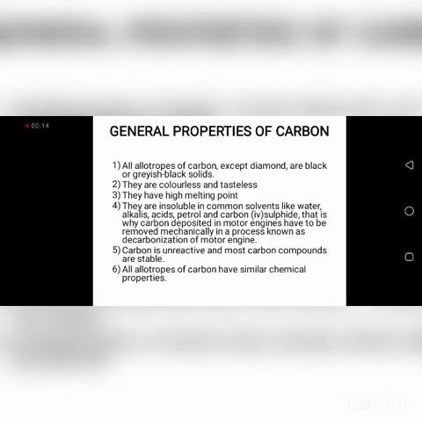So what are the general properties of carbon? Number one, all allotropes of carbon except diamond are black in color. Diamond is colorless and tasteless. They have a high melting point. They are insoluble in common solvents like water. Carbon is unreactive, and most carbon compounds are stable. Even if they undergo reaction, you must subject them to heat before the reaction can proceed. All allotropes of carbon have similar chemical properties. So these are the general properties of carbon.